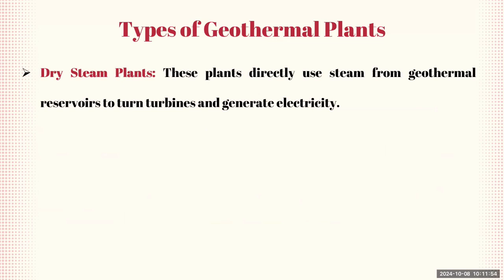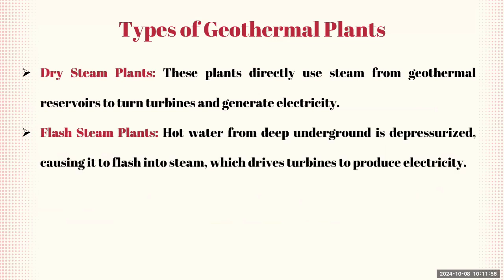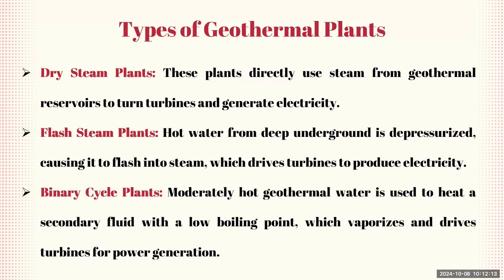Then we have the flash steam plants. In these plants, hot water from deep underground is brought to the surface and depressurized, causing it to flash into steam. This steam is then used to drive the turbines and produce electricity. Finally, we have the binary cycle plants, which use moderately hot geothermal water to heat a secondary fluid with a low boiling point. The secondary fluid vaporizes and drives the turbines, allowing electricity to be generated without direct contact between the geothermal water and the turbine.